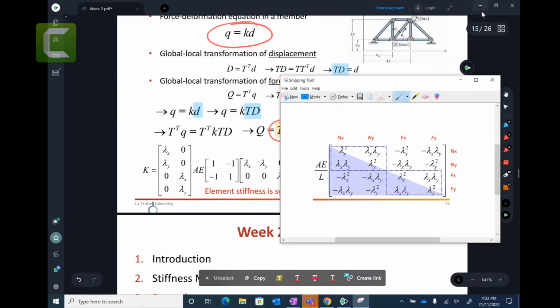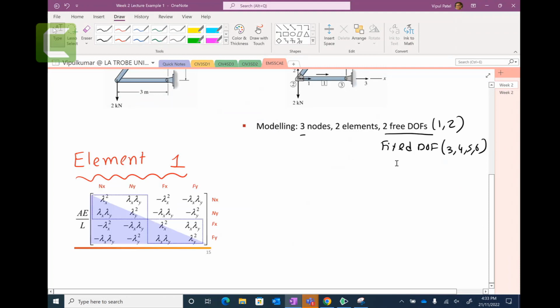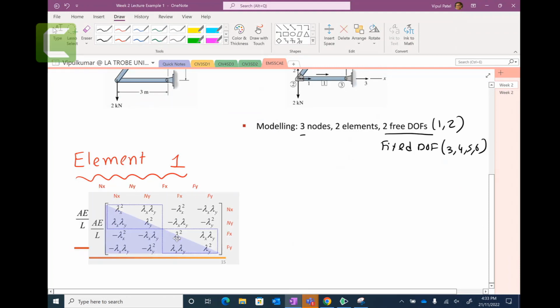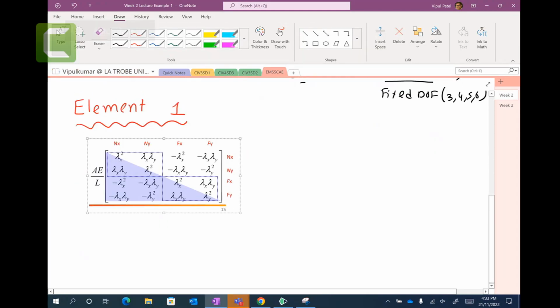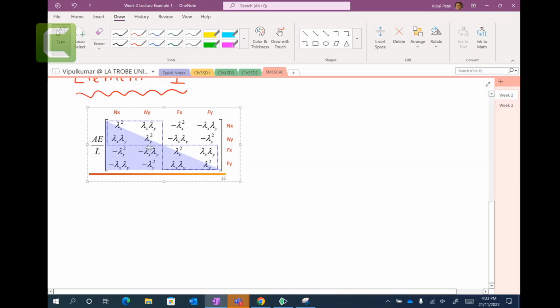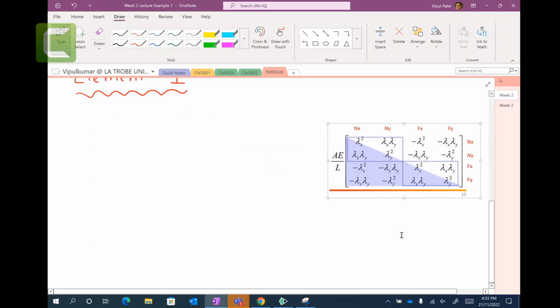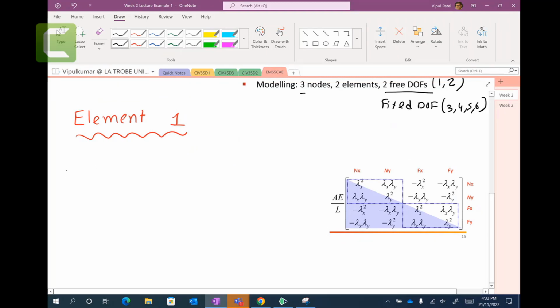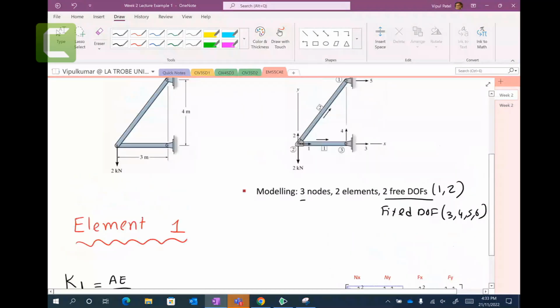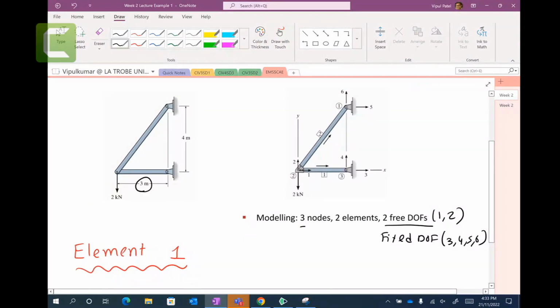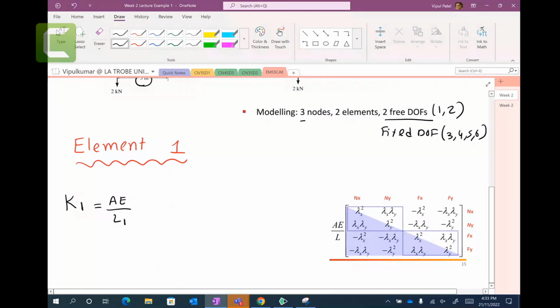Edit, copy, Control V. Okay, so this is our matrix. Let me put it somewhere here so we can see it. Now we are going to represent capital K1, the stiffness of element 1, equal to area over length L. L1 is 3 meters. You can see that 3 meters given there.